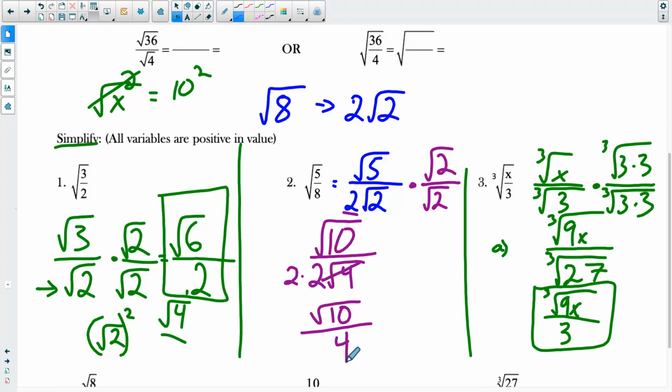Questions? You get to do number 4, and if you take more than 2 minutes, you're thinking way too hard. Try number 4.